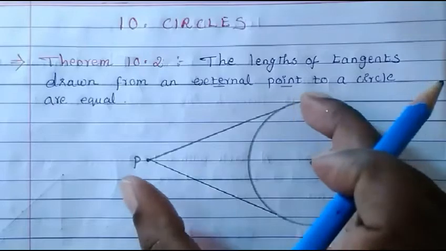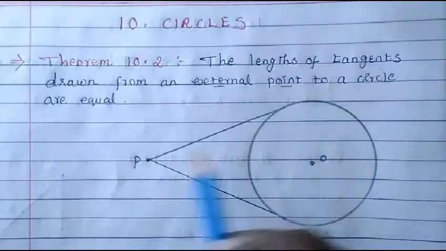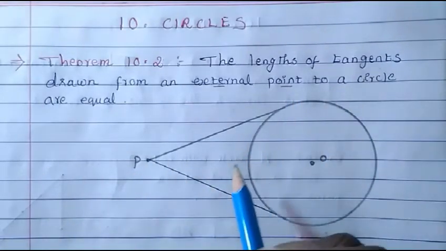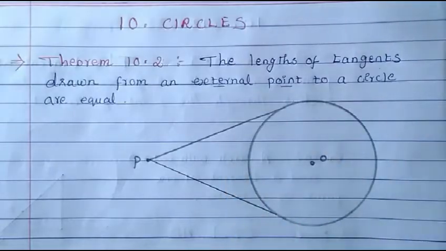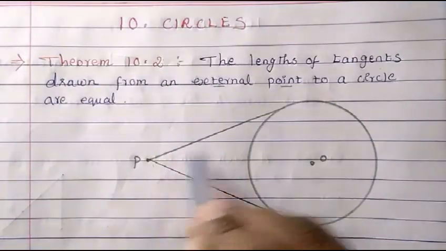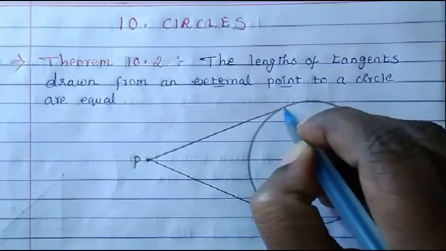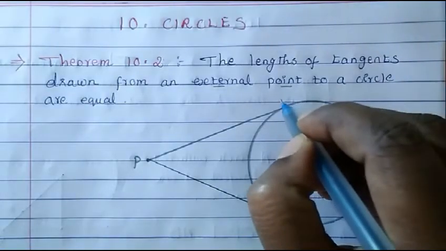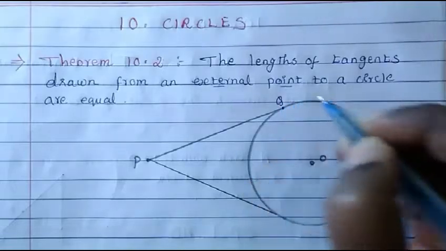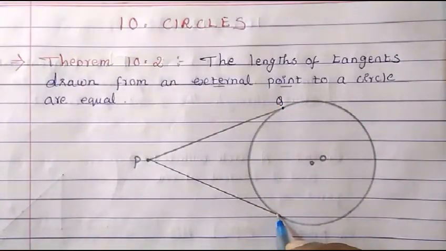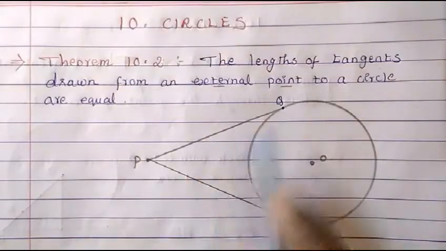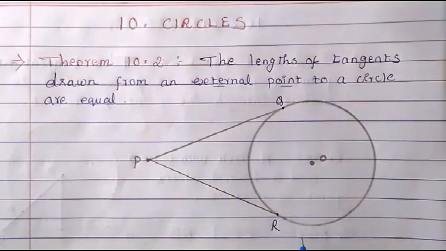So we have to prove that these two tangents drawn from the external point to the circle are equal. So that's what we have to prove. So let us name the points where they are touching, Q and R. So this is the point where the tangent is touching or intersecting the circle.